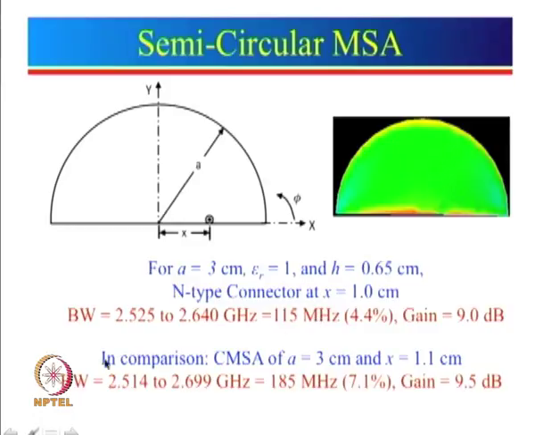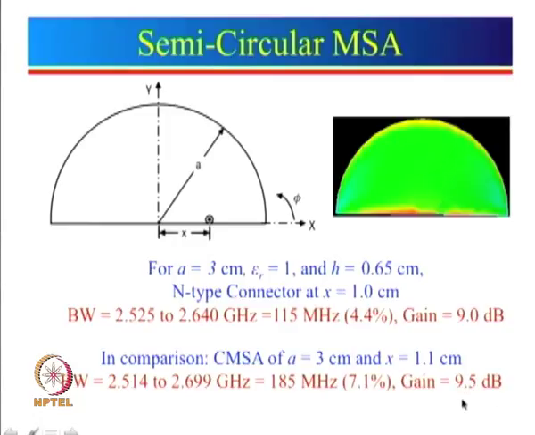For this particular case, the bandwidth is from 2.5 to 2.64, which is about 115 megahertz, and the gain is about 9 dB. We have done the comparison with the circular microstrip antenna of the same type. The feed point is slightly different compared to the feed point for the semicircular microstrip antenna, and the gain over here, of course, is much larger.